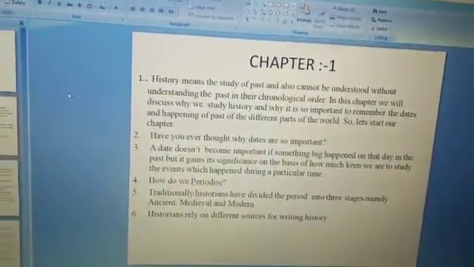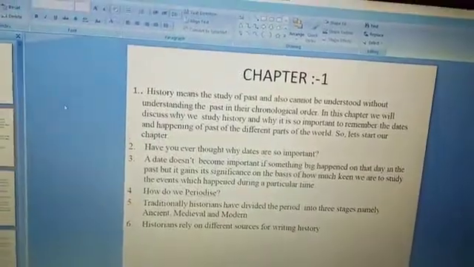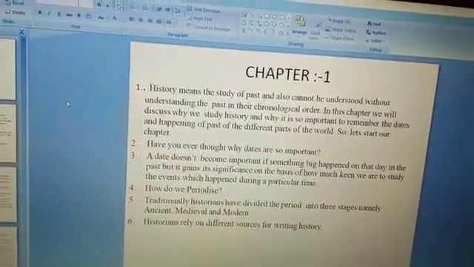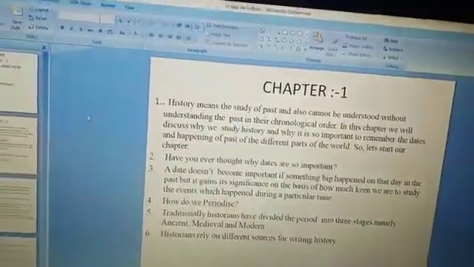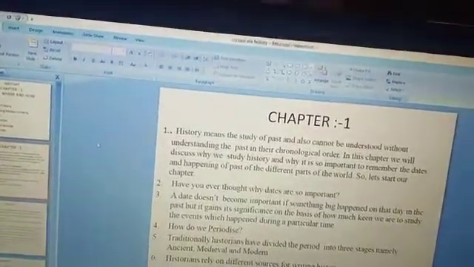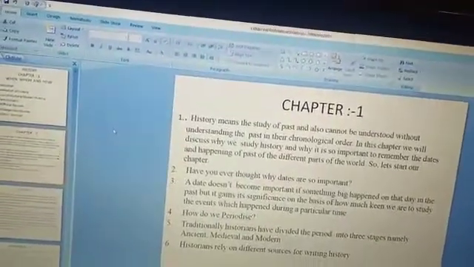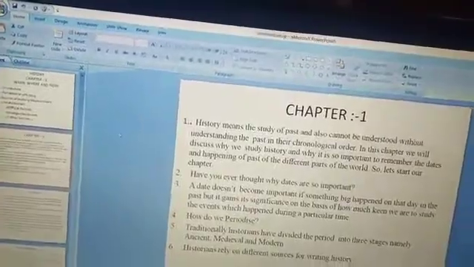Second point, medieval refers to a long period of the history of the Indian subcontinent between the ancient and the modern period. And third one, modern period presents an authoritative overview of the world beginning after the Middle Ages.